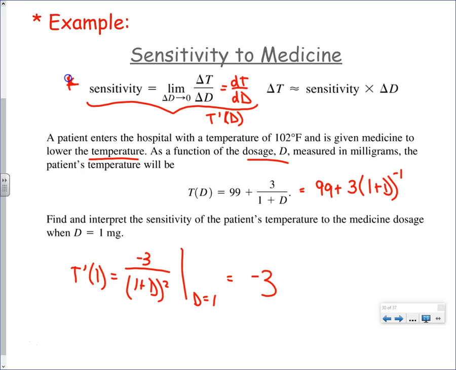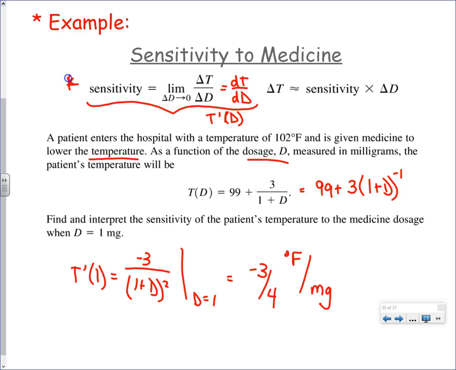What's decreasing? Look at your variables. Degrees Fahrenheit per milligram. Wait, this thing? Yeah. Where did the denominator go? Oh, 1 plus 1 is 2. I failed at putting that in. I did that earlier today too. That'd be negative 3/4. Thank you.